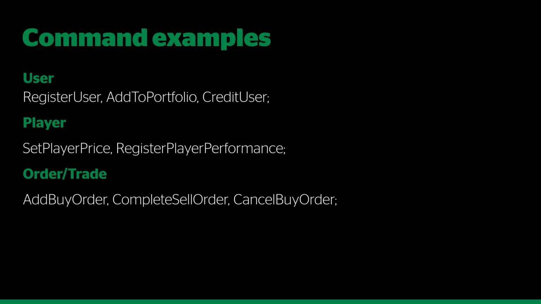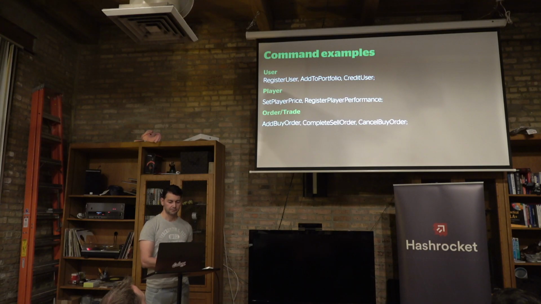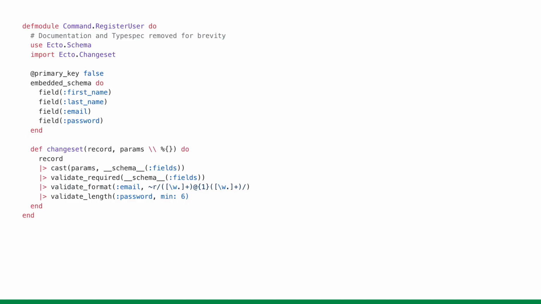Some examples of commands, for the user aggregate: I can register a user, I can add a player to the portfolio, I can create a user, I can set a player price, I can cancel a buy order, I can add a buy order, I can complete a sell order. All these are intents to modify the current state, and all of them require some data.